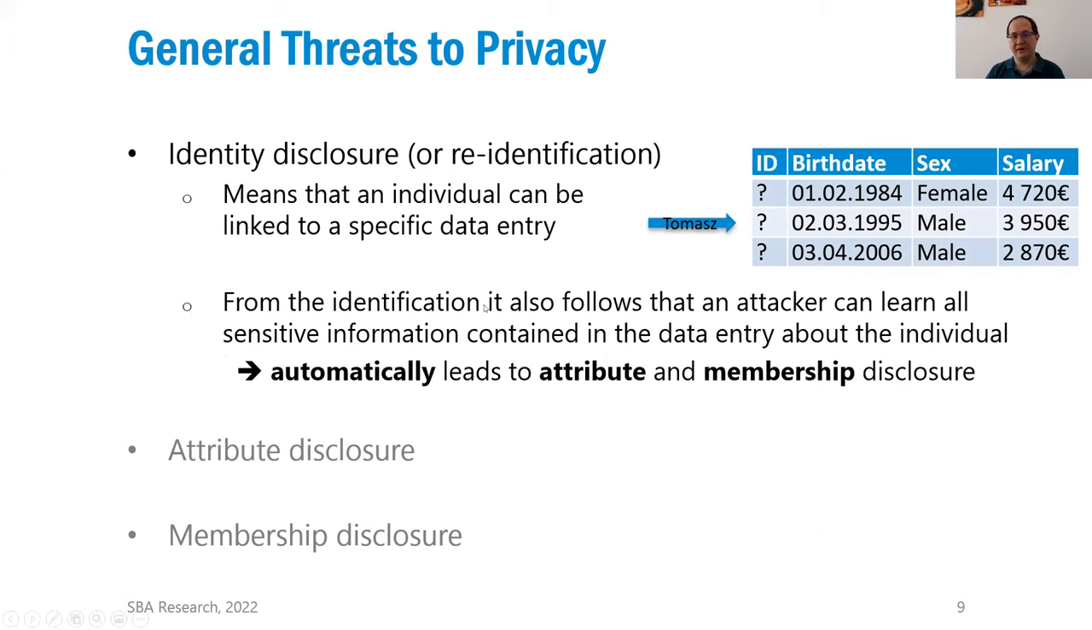And identity disclosure, where I'm able to directly identify and pinpoint a certain person in the data set, obviously automatically leads to attribute and membership disclosure, because I would know all the attributes from this person, and I also know that that person was part of the data set. So this is the most powerful kind of disclosure that can happen.